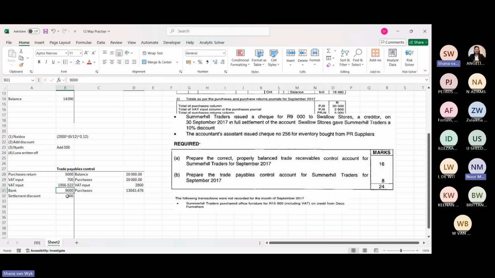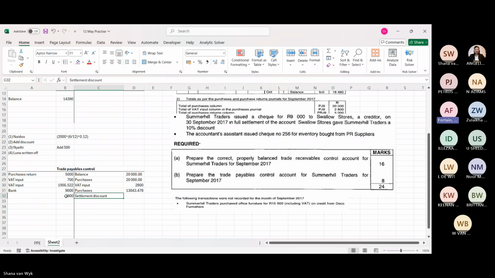I'm lost. They gave us a discount on that, so the full amount is 10,000, and they gave us a 10% discount, so that's about 1,000 rand of 10,000. So that should be closed off to 1,000. Yes, exactly. So we're paying the whole check of 9,000. Okay, so that's 9,000 to the bank. So there should be 1,000 there for settlement discount. So it was actually debit your purchases 10K, credit your bank 9K, credit settlement discount, sorry, 1K.